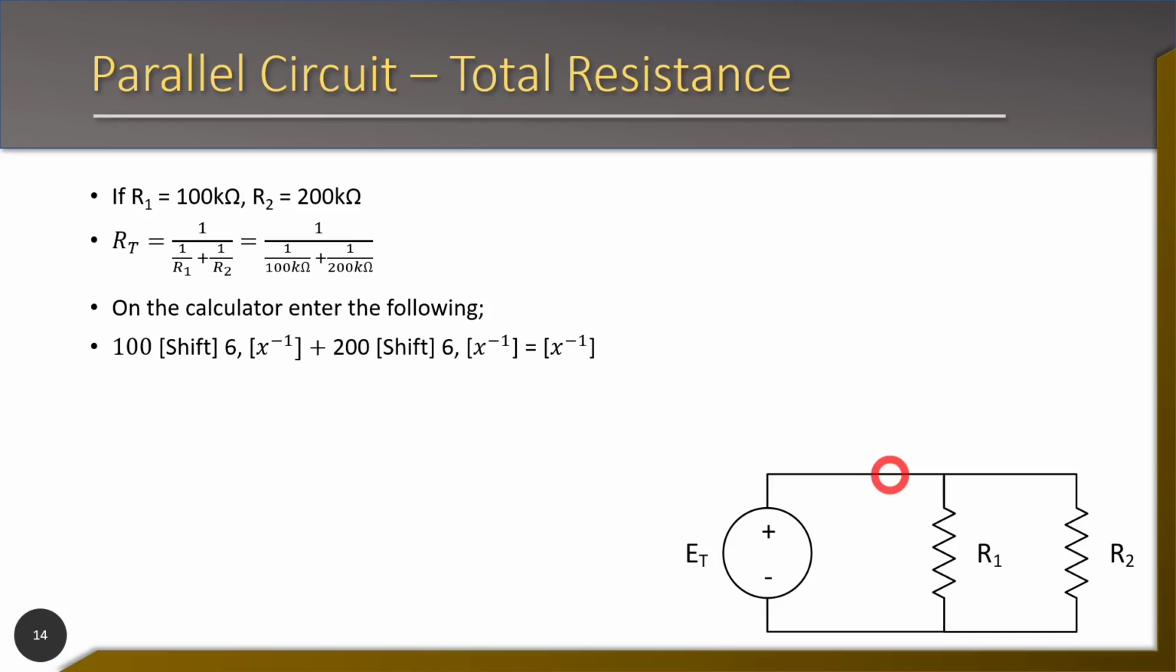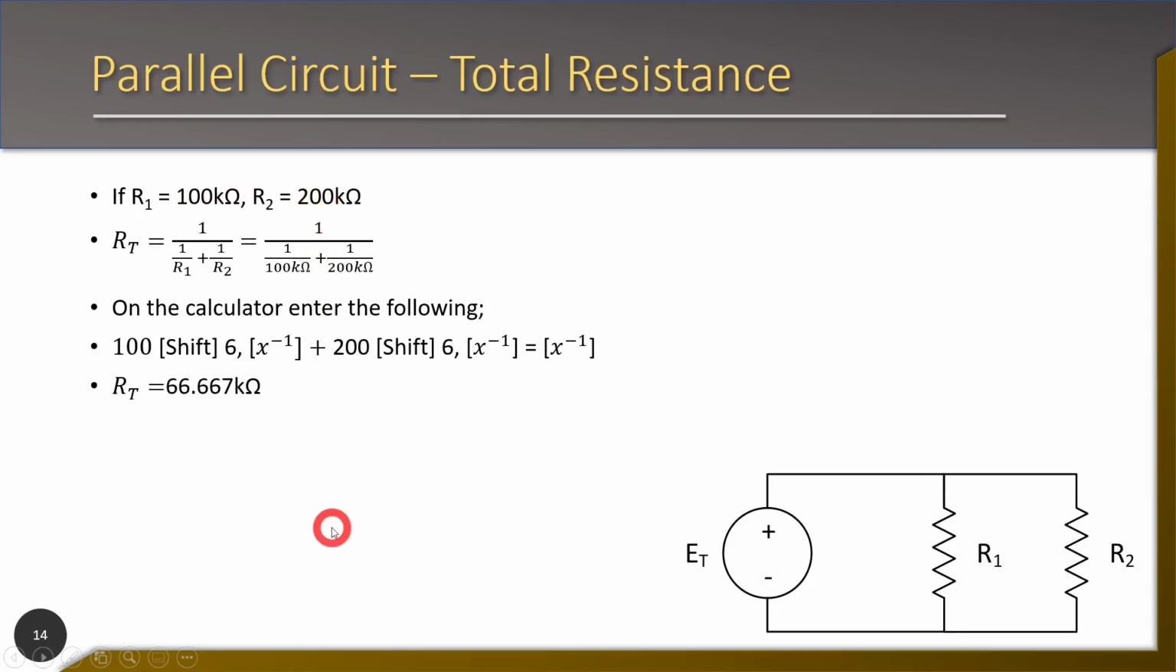And when you get the equal sign, that will give you the conductance, the total conductance of the circuit. Then if you press the x to the minus 1 button one more time, that'll take the reciprocal of the total conductance and give you total resistance. Okay. And so if you punch that in properly, your total resistance will be 66.667 k ohms.